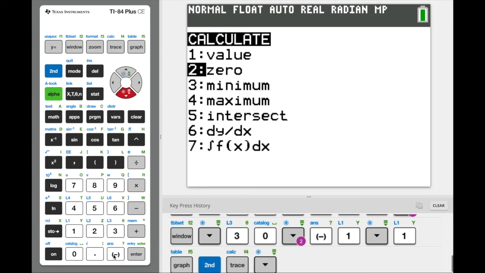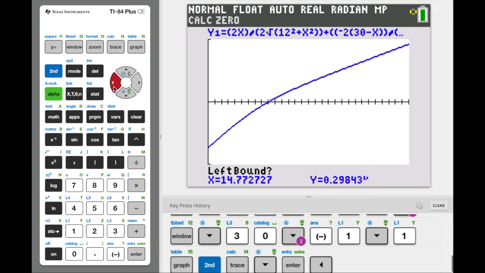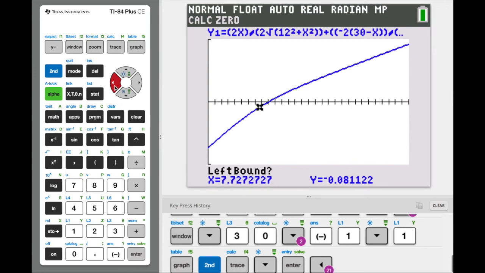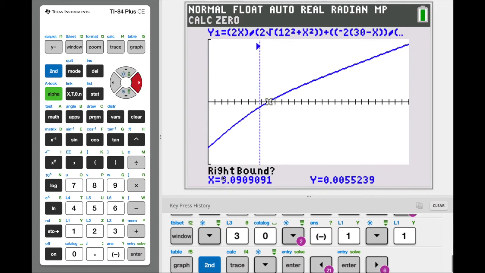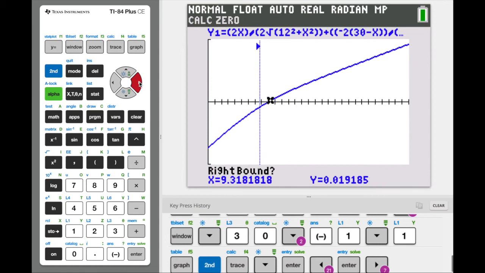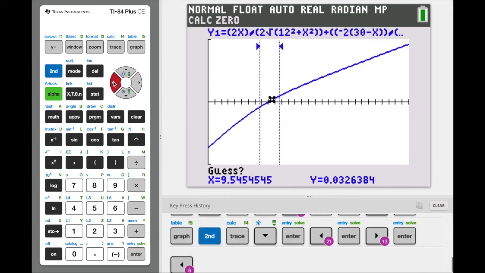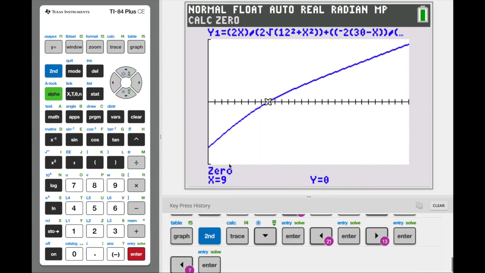So I'm going to go to 2, and I'm going to hit enter, and I'm going to get as close as I can to the actual place where it crosses the x-axis, and it's asking me for left bound. So I'm going to hit left a few times and hit enter. I'm going to go back to the intersection point where it crosses the x-axis. Now it's asking me the right bound, so I'm going to hit right a few times on that cursor and press enter. And it's asking me to guess. So I'm going to go back to the intersection point and press enter one last time. And it turns out that it's crossing at exactly x equals 9. So that seems like the best place that we can place the stake to have the least amount of wire.